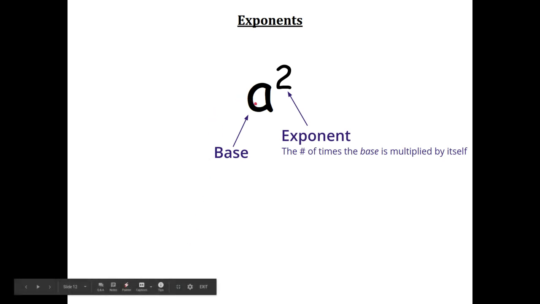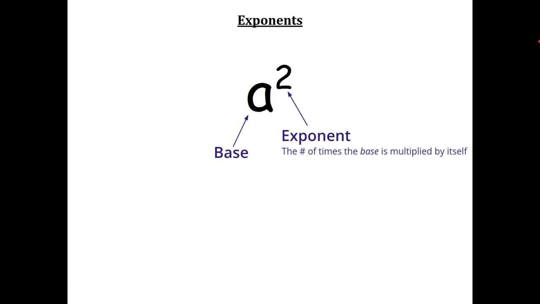Now we have, this is a variable. Again, letters are called variables, so we have a variable as the base. So we don't know what the number is. We just know the variable is a. So this says a squared. This means a squared means a times a.